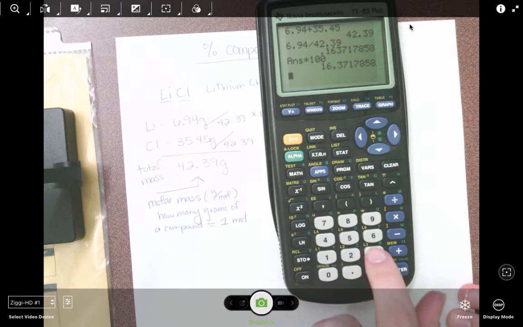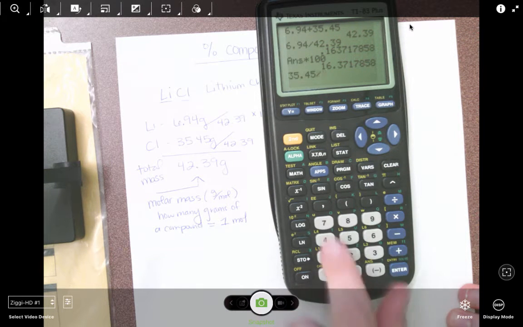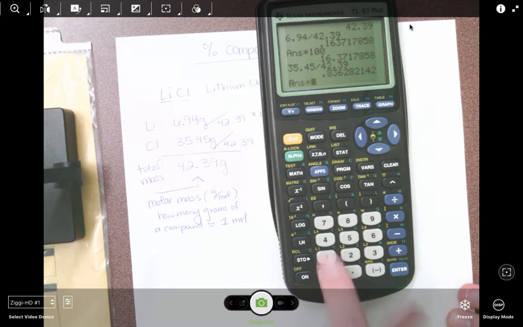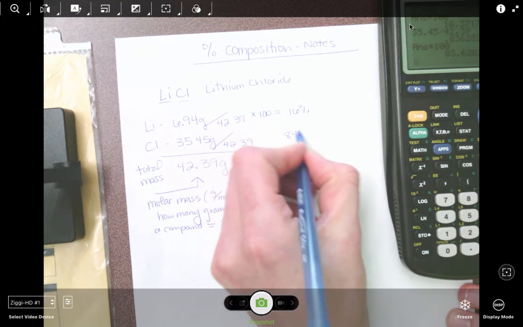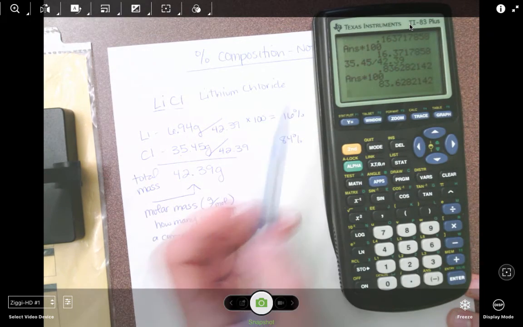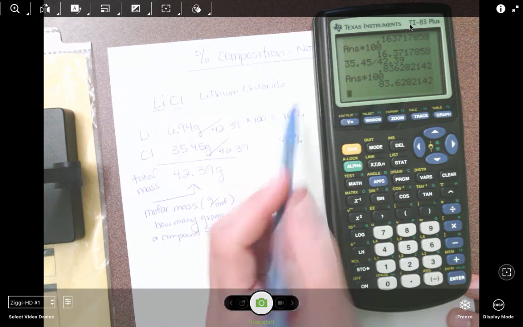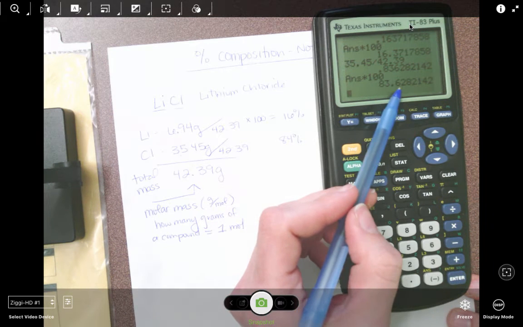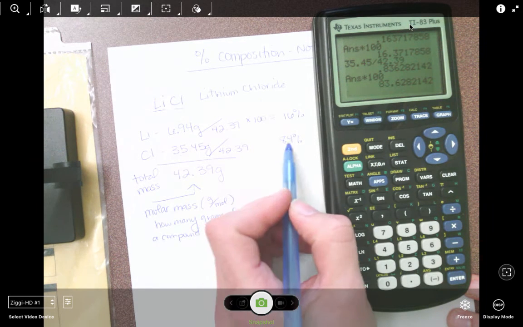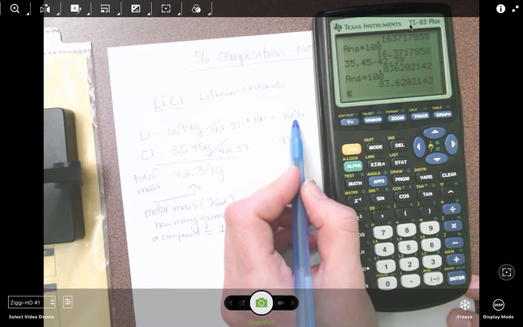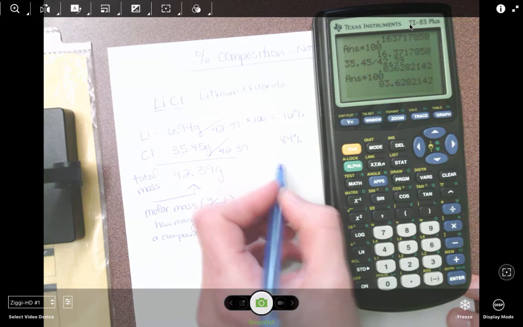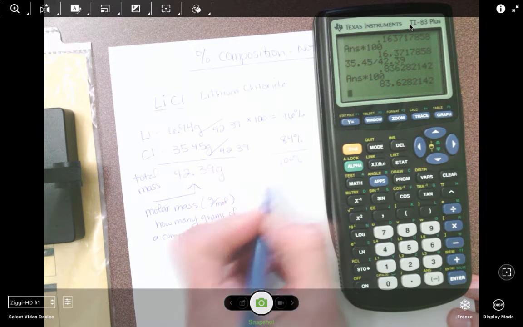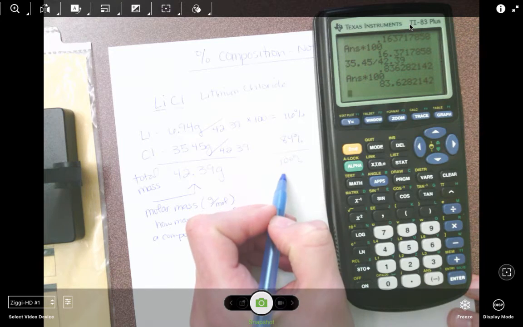Do the same thing for chlorine, 35.45 divided by the total mass, and then multiply by 100 is going to get me roughly 84%. This has to add up to 100, so you notice I rounded 83.6 up to 84, and that's because my first percentage is a whole number as well and does not go past the decimal. Therefore, these cumulatively add up to 100%. So if they add up to 100%, you know you did it right.